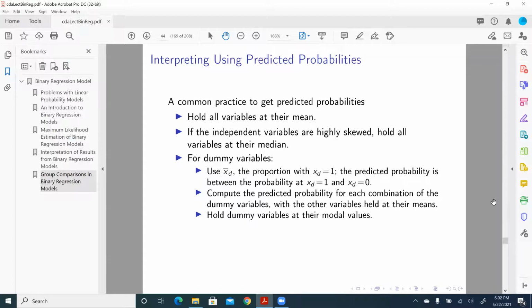The second possibility is to compute the predictive probability for each combination of the dummy variables, with the other variables at their means. If we have multiple dummy variables, one dummy is 1, another dummy is 0, etc. The different combinations correspond to different, sometimes hypothetical, groups or types of individuals.